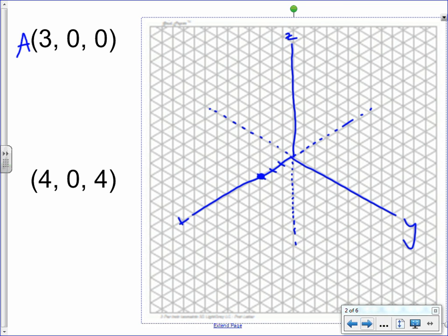Now, is (3, 0, 0) lying in an octant? It is not lying in an octant, because it's on an axis. So, what plane would this be lying in? We could say that it's lying in the xy plane. We could also say it's lying in the xz plane. Great. Let's talk about (4, 0, 4).